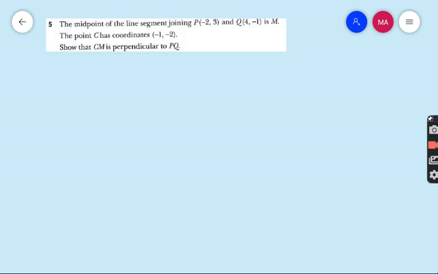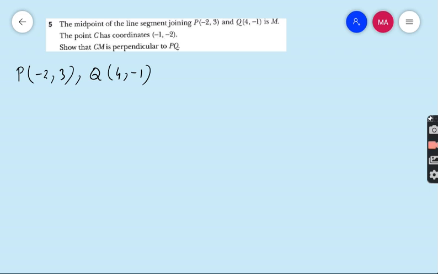This is question number 5. The midpoint of a line segment joining P minus 2, 3 and Q 4, minus 1 is M.